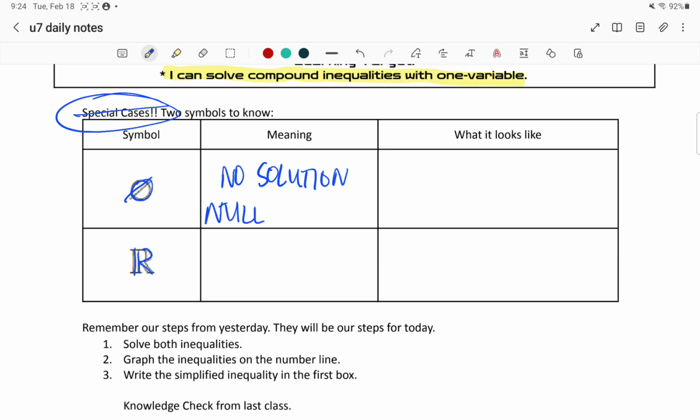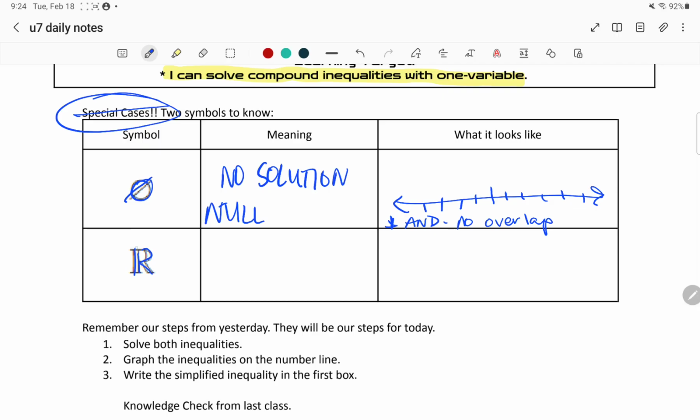What it looks like for today is, there's your number line. Well, it's nothing, right? So nothing there. That's what it looks like. I'm done. Okay. It happens when we have an and statement where there's no overlap. Okay, so we'll see that today.